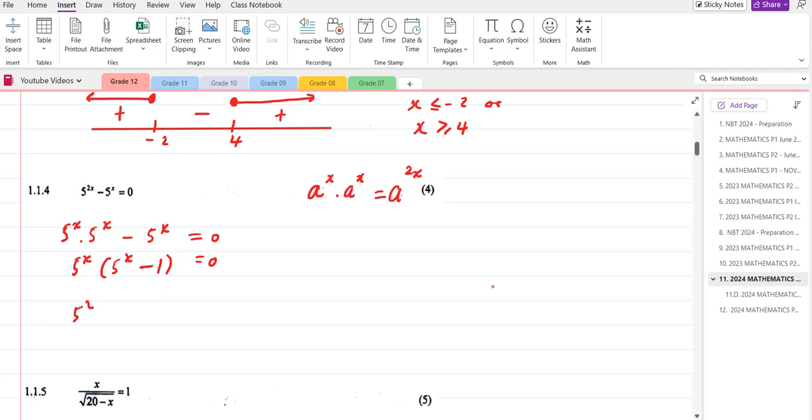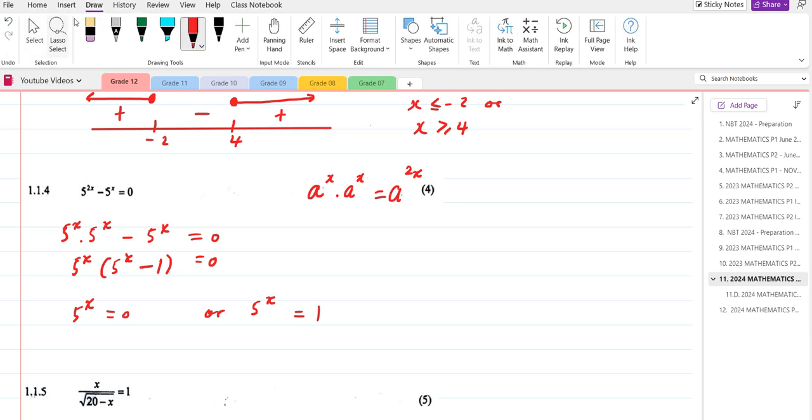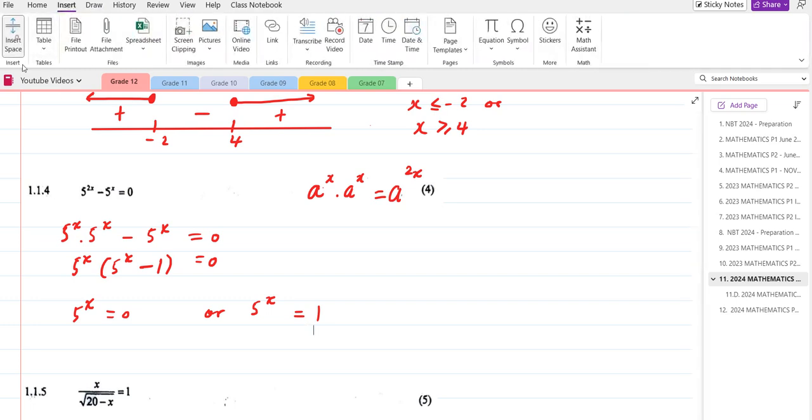Now we know 5 to the power x needs to be equal to 0, or 5 to the power x needs to be equal to 1. Right. Now let's solve these.